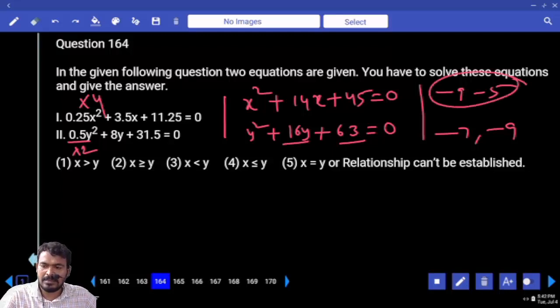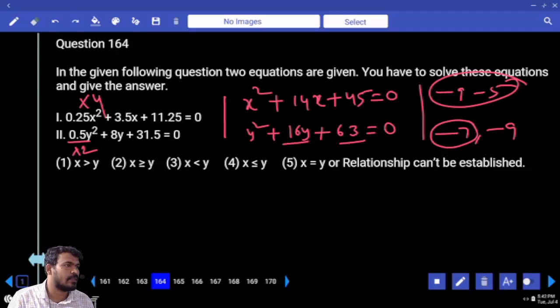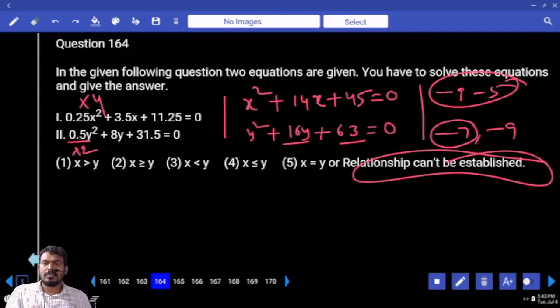Obviously, minus 7 is a nearby value that lies in between minus 9 and minus 5. In one case it will be greater, in another case it will be less. Then the answer is no relation. Minus 7 is the in-between value of minus 9 and minus 5. Obviously, in one case we are getting greater, in another case less.